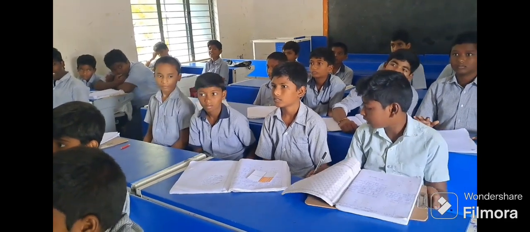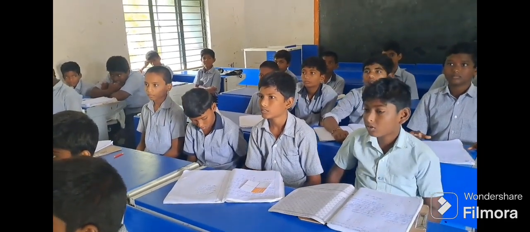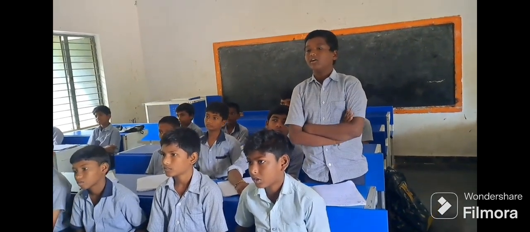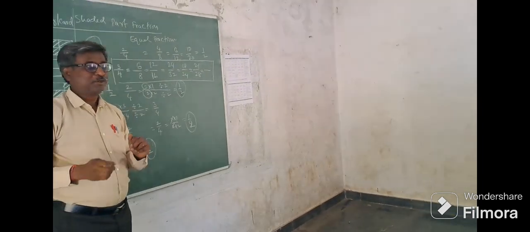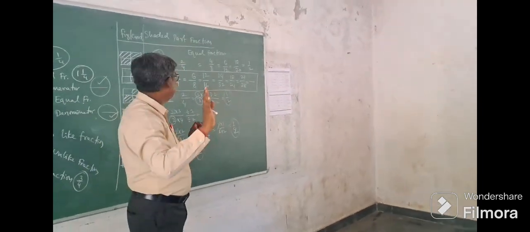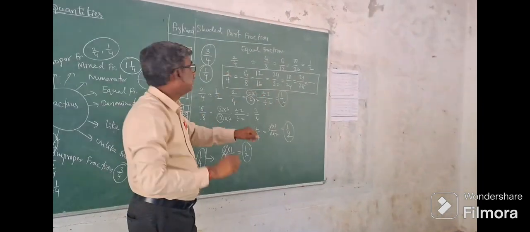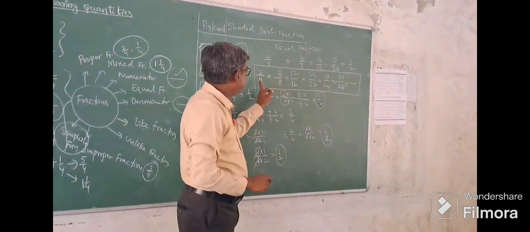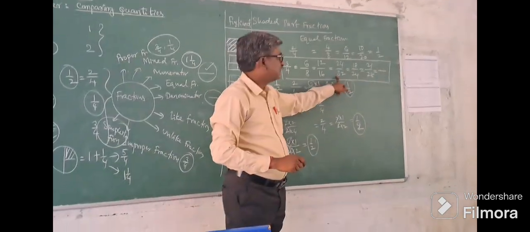So from the second group, equivalent fraction. Okay, from the next group, 7 times 3 is 21, 7 times 4 is 28. 21 by 28. Very good. So now everybody sit down and write down one thing. What is that? Equal fraction. Write this word and copy this box.